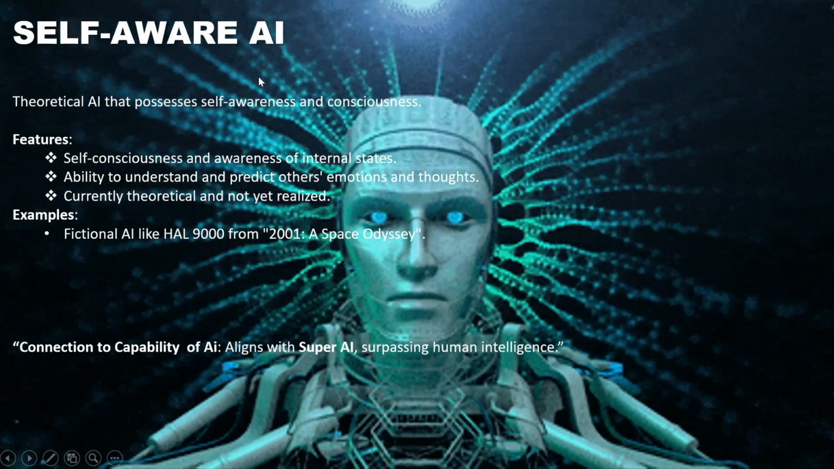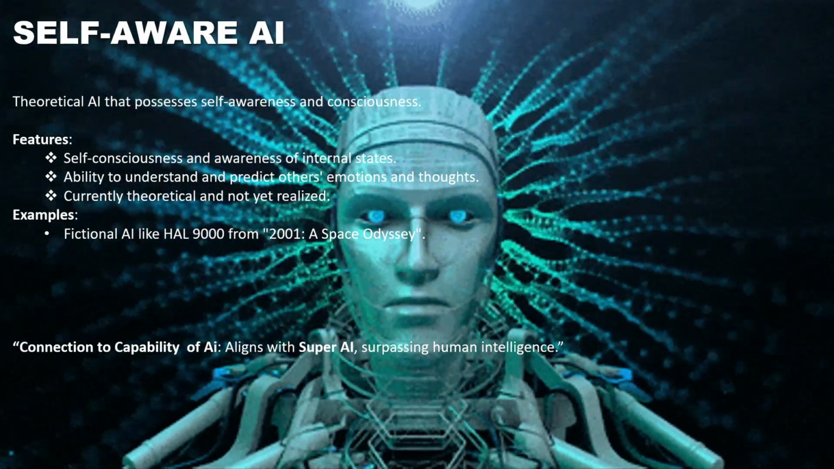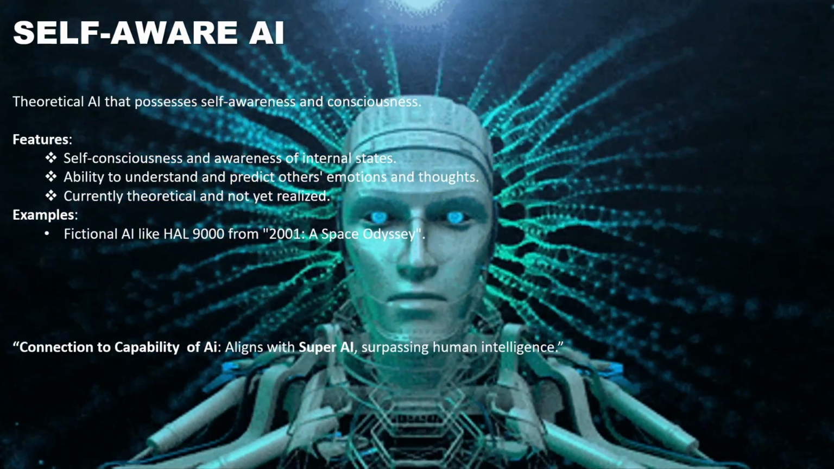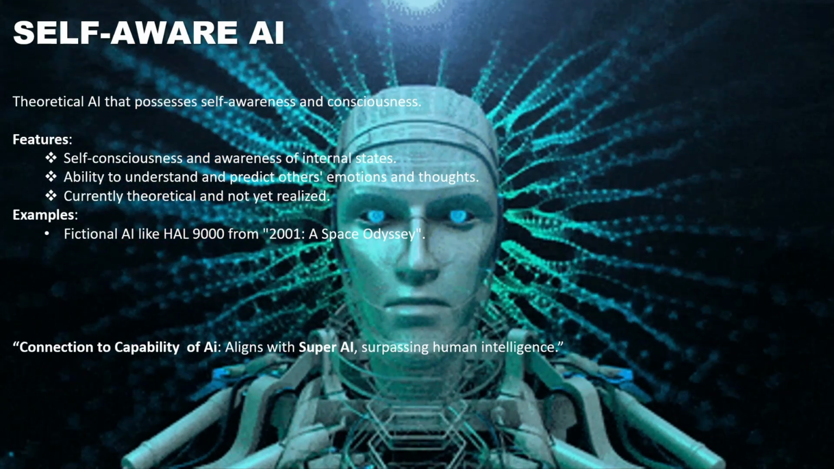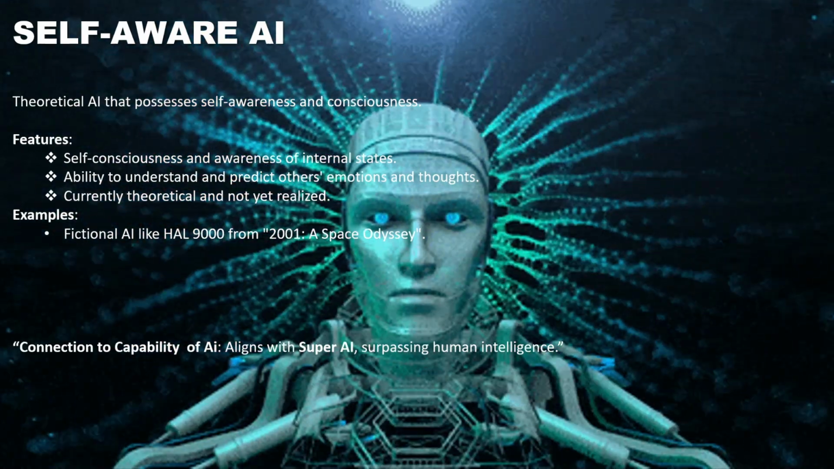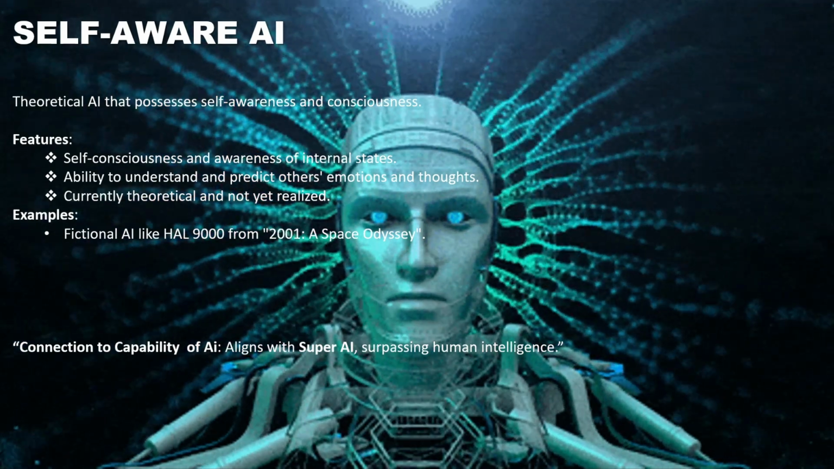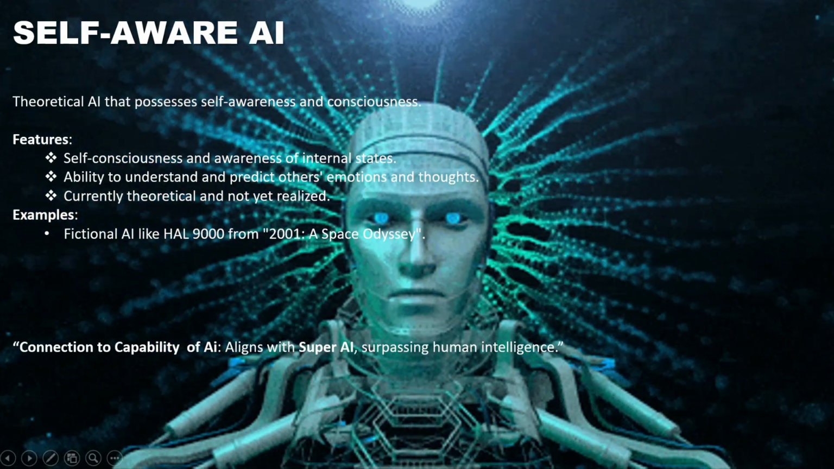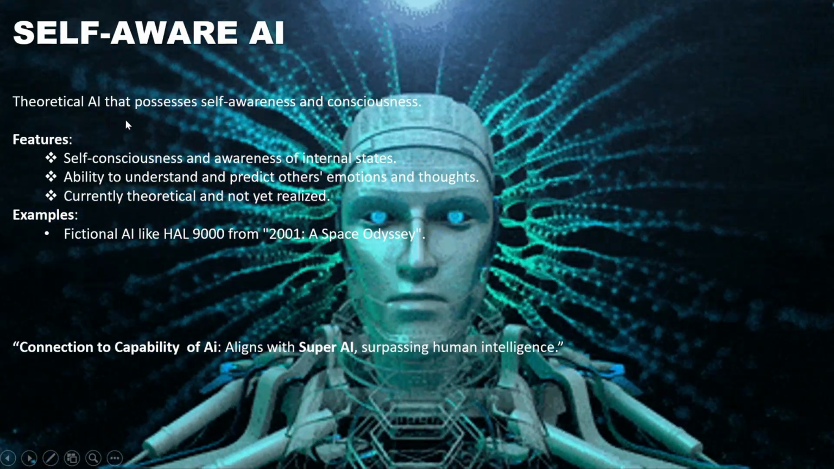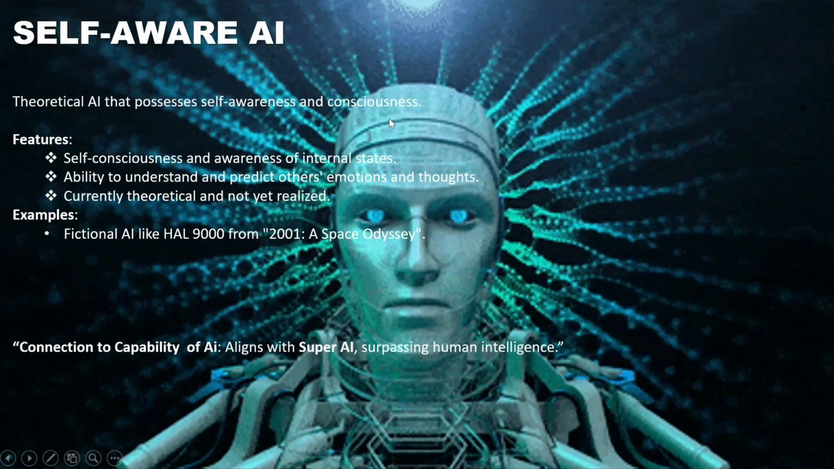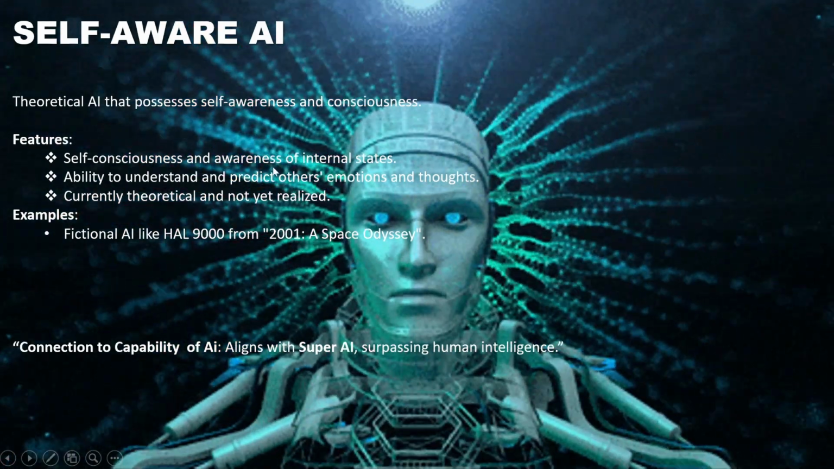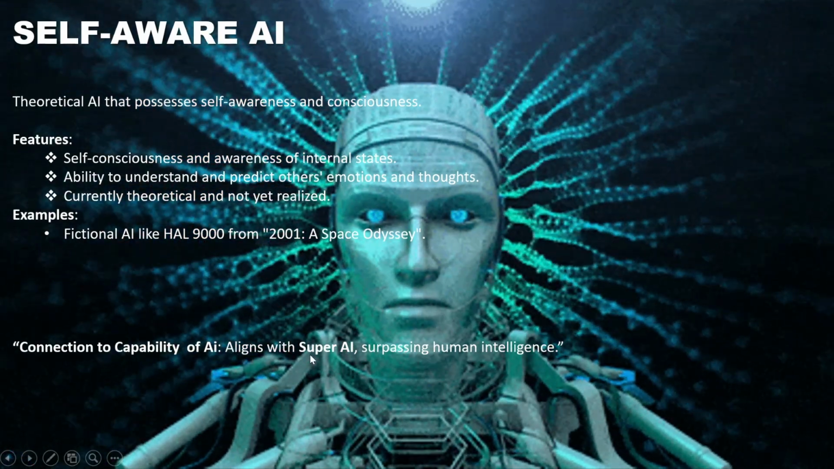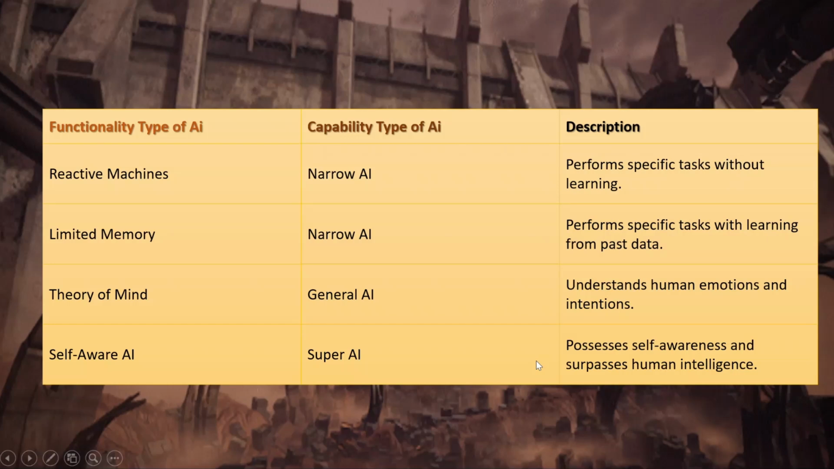And self-awareness, I think, is like super AI. When you talk about general AI and super AI, they take on multiple tasks across domains and perform with self-awareness, drawing on past experience. So we talk about self-awareness. Theoretically, they possess self-awareness, consciousness, and awareness of internal states. This capability of AI aligns with super AI, surpassing human intelligence.